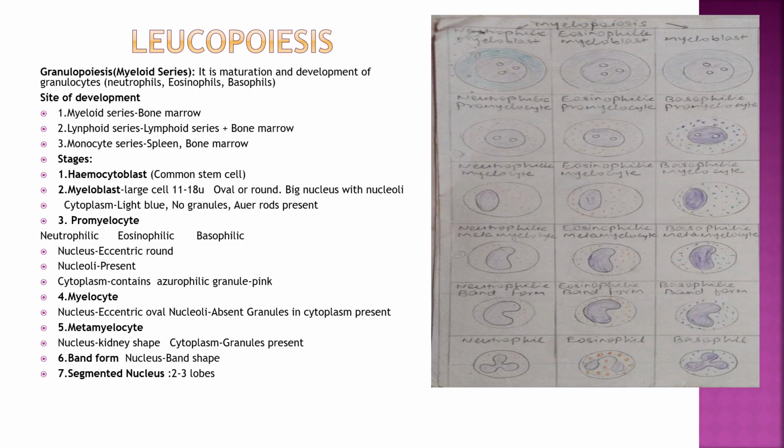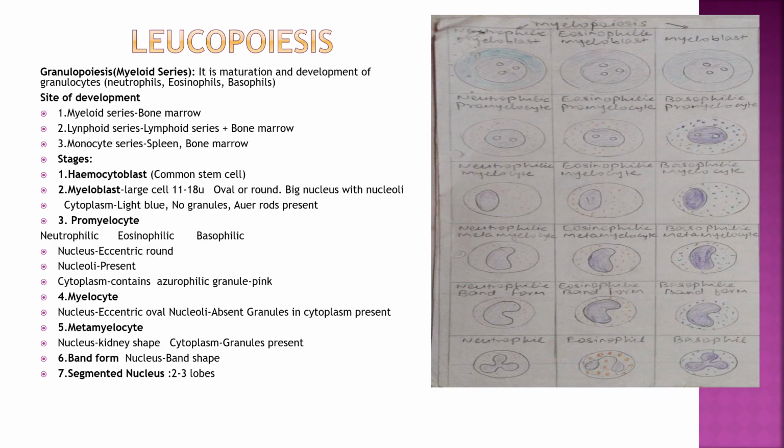It is 10 to 18 micron, oval, with a big nucleus with nucleoli, and cytoplasm is usually light blue, no granules. Then promyelocyte, it is differentiated into neutrophilic, eosinophilic or basophilic according to the granules present, either pink, orange or bluish black in color respectively. Then it matures into the myelocyte, which is smaller in size. Then an eccentric oval nucleus is present, no nucleoli, and granules in cytoplasm are present. Then it develops into the metamyelocyte.